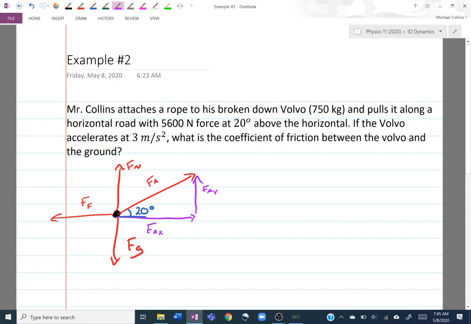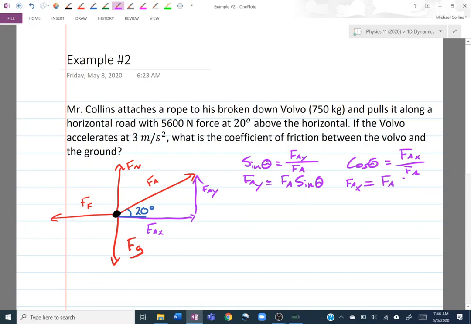Fax. Sometimes my y's look a little bit like x's, so I'll try and do that one again so it looks a bit better. Fay. And those pink or purple ones, I'll sort those out first because I know I'm going to use them. So I've got sine theta is equal to opposite over hypotenuse, so that Fay is equal to Fa sine theta. And cos theta is equal to Fax over Fa, so Fax is equal to Fa cos theta.